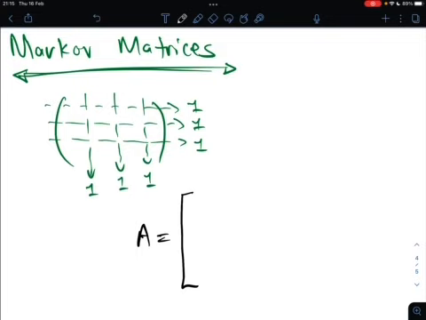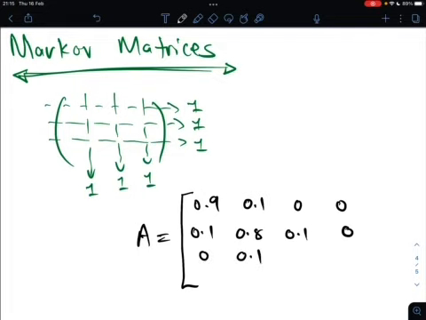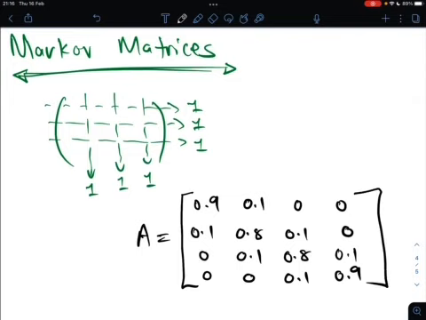Maybe we have 0.9, 0.1, 0, 0, and then 0.1, 0.8, 0.1, 0, and then here also 0, 0.1, 0.8, 0.1, and then 0, 0, 0.1, 0.9. This is an example of what we call a Markov matrix. If you add things along a particular row or a particular column, you will see that you always get 1.